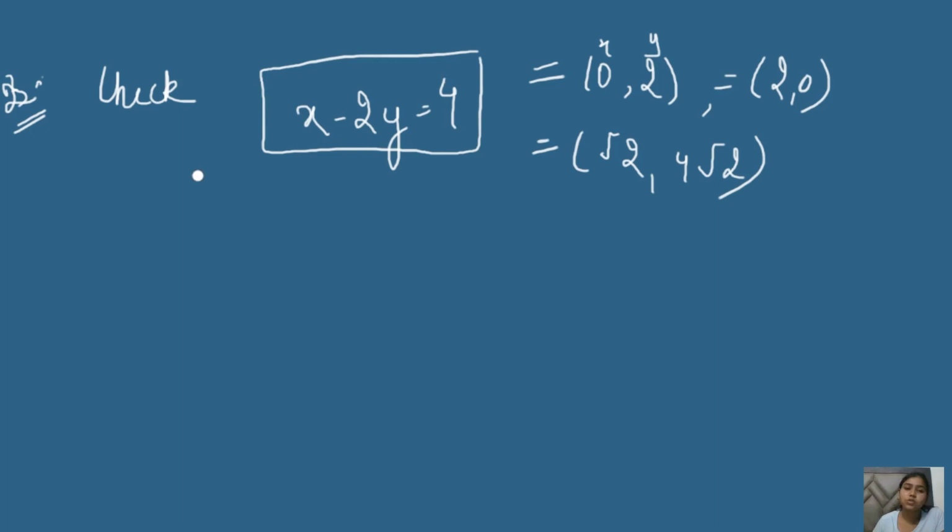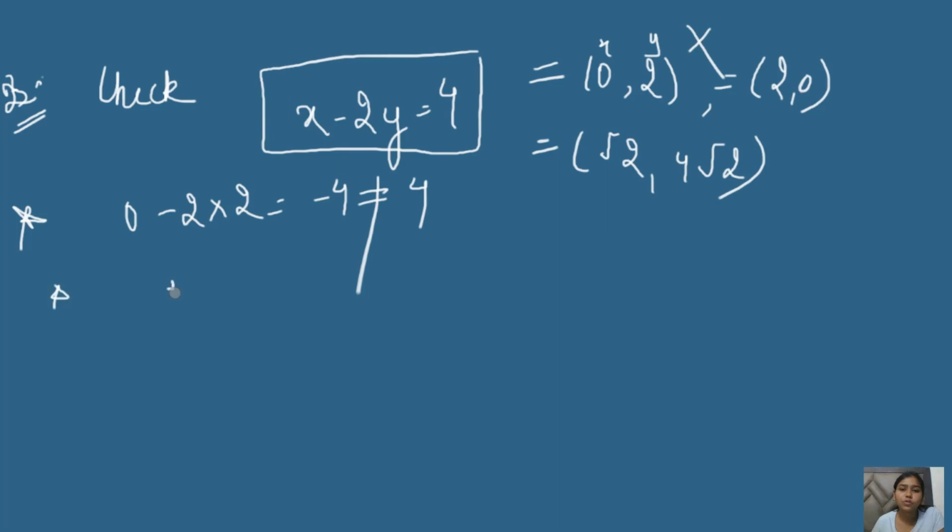So let's do the first one. According to our first point, the value of x is 0 and the value of y is 2. So what we'll get is minus 4, which is not equal to the right hand side. That is why this is not a solution of this particular linear equation. Let's now move forward with the second one. Put x equals 2 and y equals 0. What you get is 2, which is not equal to 4. Hence no, this is also not a solution.